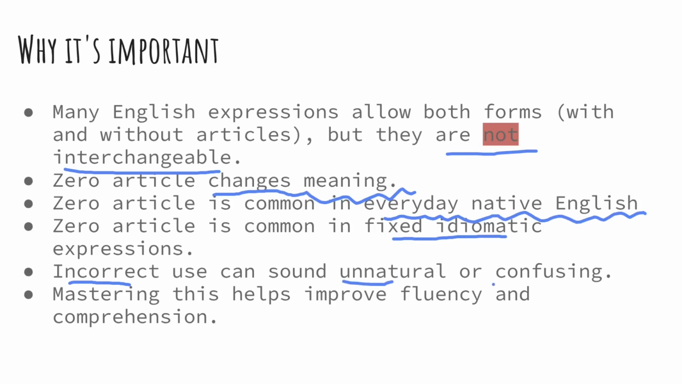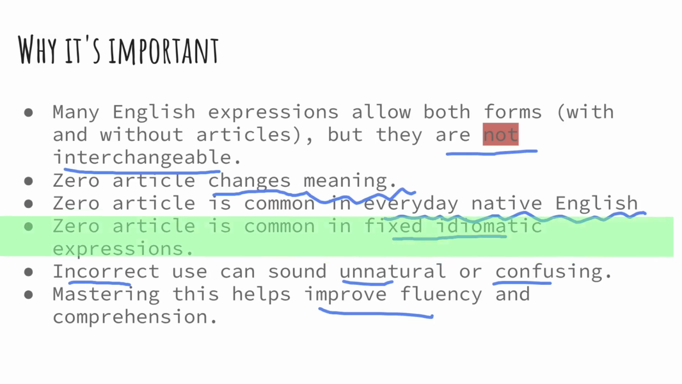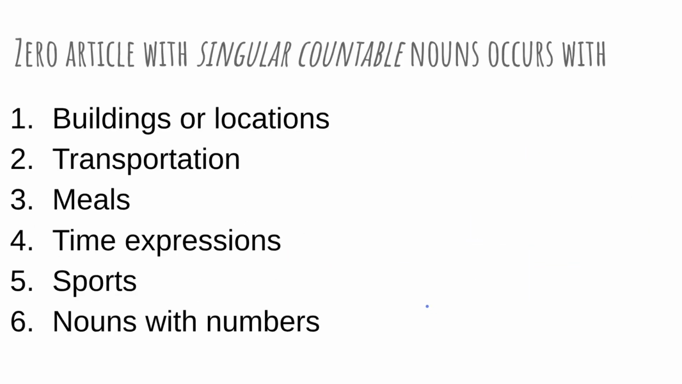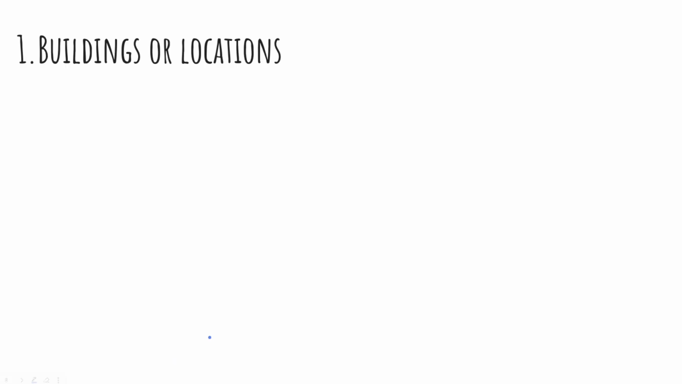Today, our goal is to help you master this exception: the use of the zero article with singular countable nouns. This usually happens because of fixed idiomatic expressions, which are common phrases used in a certain pattern. To help you remember when and why this happens, we'll look at 6 typical categories where this exception applies: buildings or locations, transportation, meals, time expressions, sports, and nouns with numbers. Let's get started.